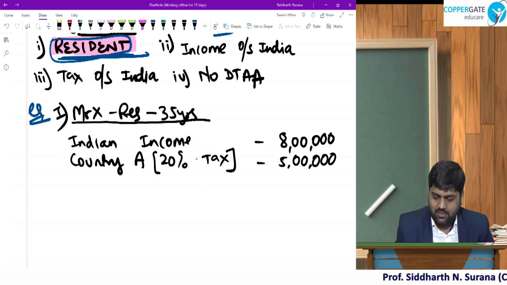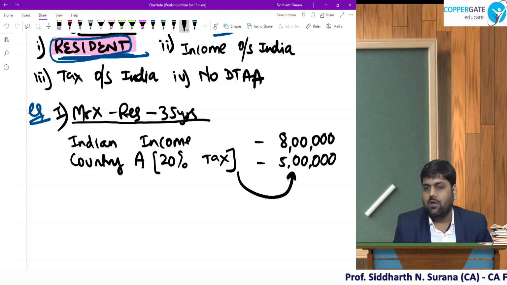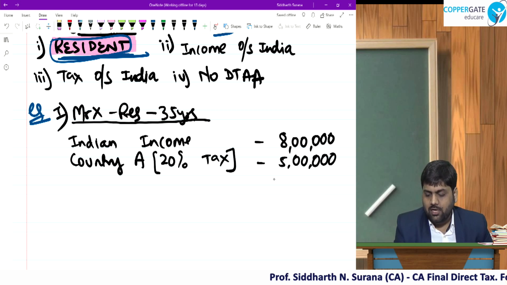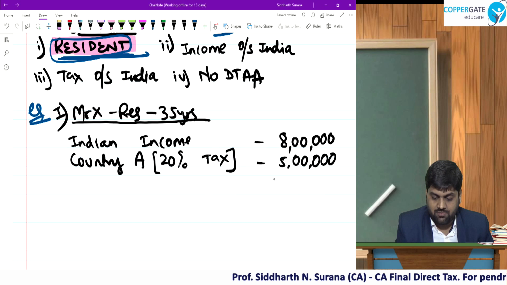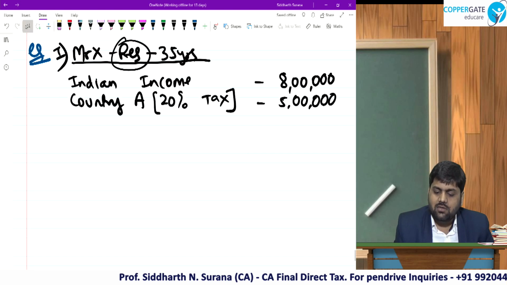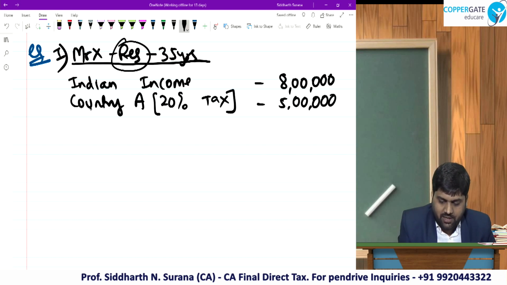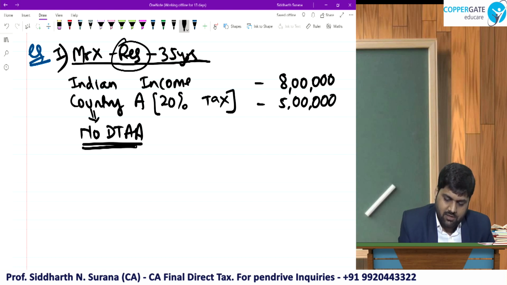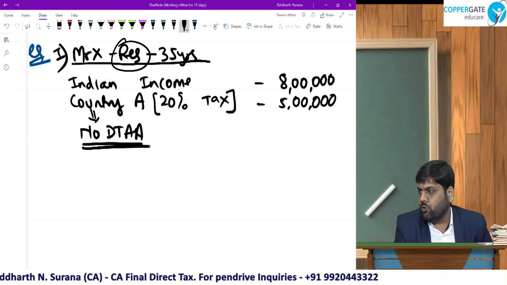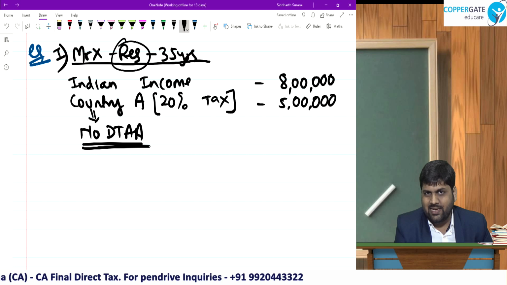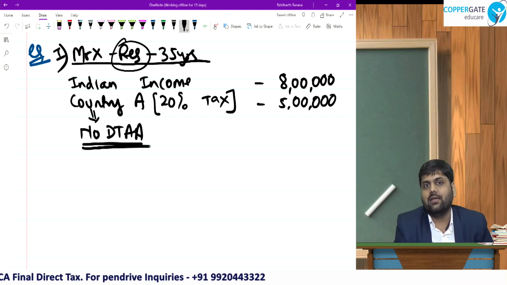Country A is taxing him on this income at a rate of 20%. So on that 5 lakh, in that country A, he has already paid 20% tax on the basis of principle of source, because in India he is resident but he has source over there. 5 lakh rupees has been taxed at a rate of 20%. And the sad part of the life of Mr. X is that India does not have a double taxation avoidance agreement with country A. So there is no DTAA. And now we have been given a task to calculate unilateral relief, and we will do that in this sum.